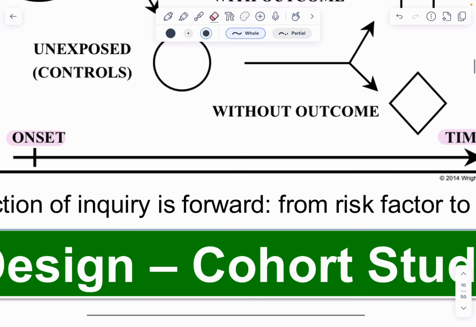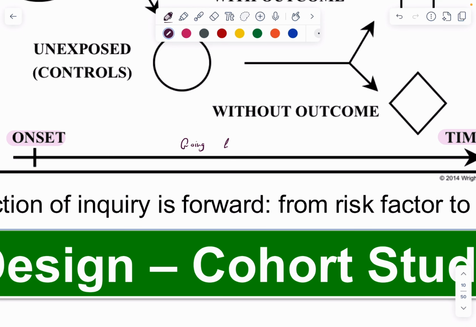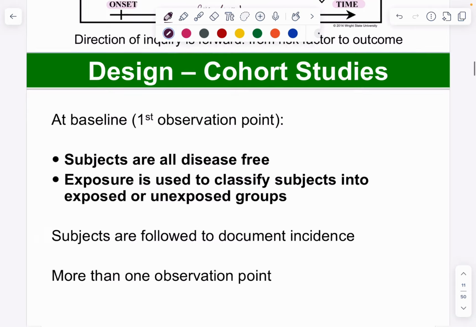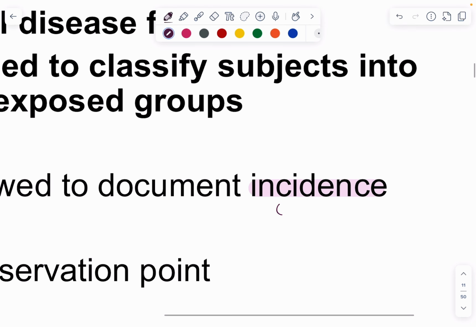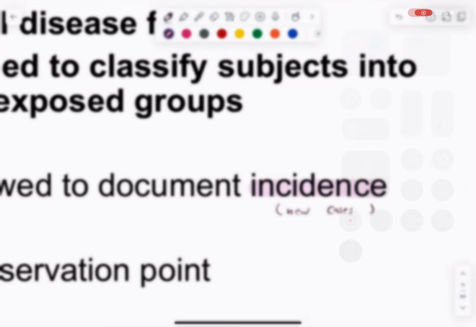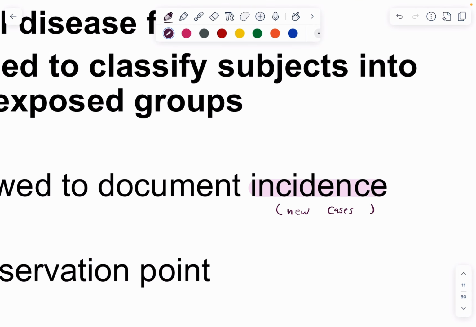So at the baseline, the first observation point, subjects are all disease free. Exposure is used to classify the subjects into exposed and unexposed groups. Subjects are followed to document the incidence. Incidence is new cases, I told you that, right? Whenever we start from today and follow for a certain period of time, there will be new cases, of course. We are not including the previous cases. If our study started in 2024, from that point ahead, it means new cases.